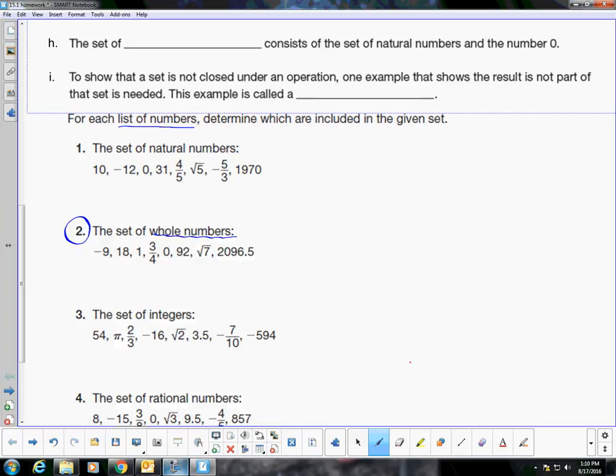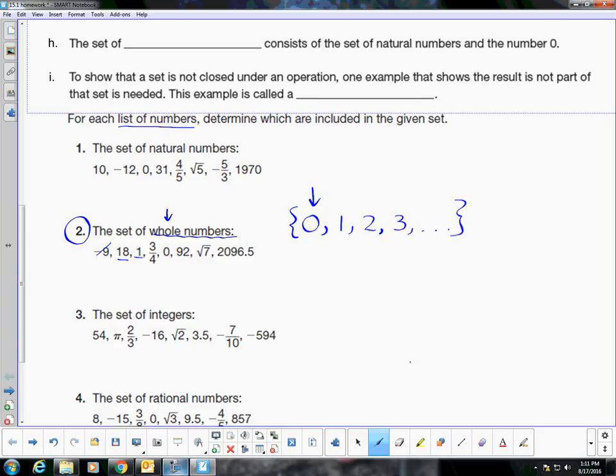If I write the set of whole numbers in set notation, the set of whole numbers begin with the number 0, then the number 1, then the number 2, 3, and so on. One way you can remember that is the letter O is in the word whole. So they start with the number 0. So negative 9 is not in the set of whole numbers. 18 is in the set of whole numbers.